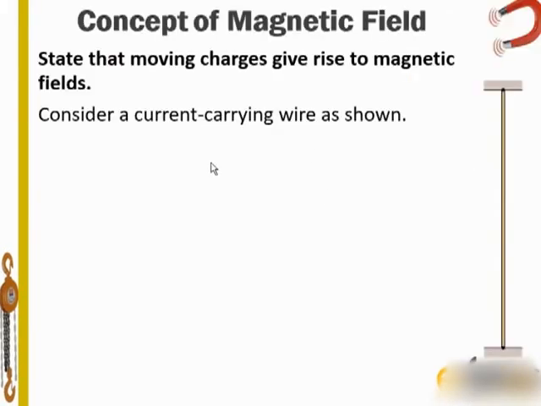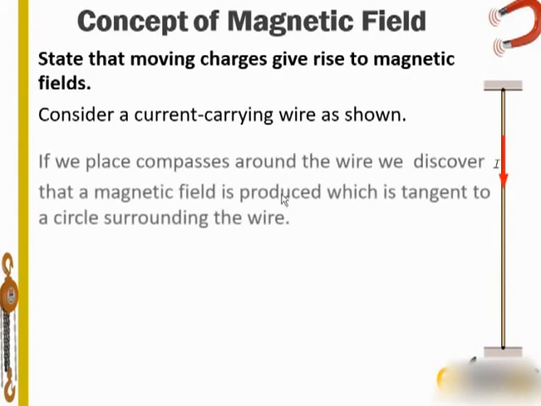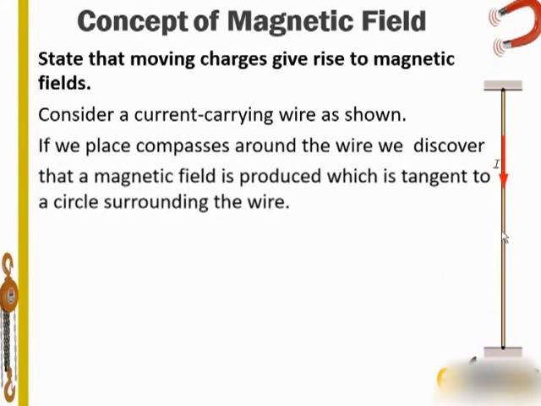And if we place a compass around the wire, what we discovered is that there is indeed a magnetic field which is produced. And this magnetic field is actually at a tangent to a circle which is surrounding the wire. In other words, the magnetic field, as in this diagram here, is actually moving in a circular manner. It's generated in a circular manner around the wire.